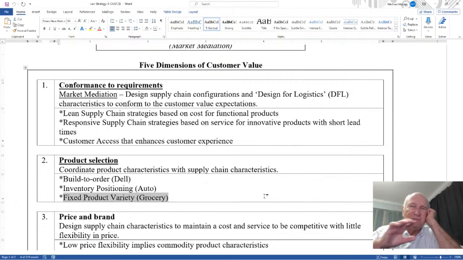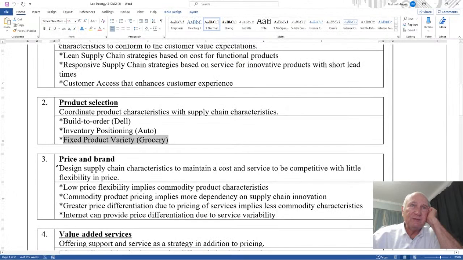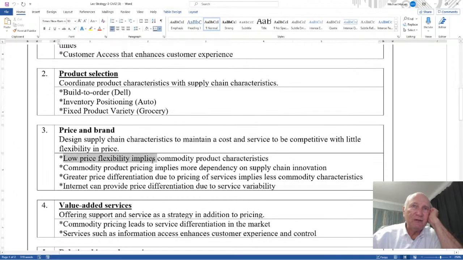So there's product selection. Make sure you have a wide selection, and if the product selection decreases, the product variety decreases, then you have to replace that with another characteristic, say quality or customer service. The other is price and brand. Design the supply chain to maintain a cost and service to be competitive with little flexibility in price. So in other words, low price flexibility implies commodity product characteristics. Commodity product pricing implies more dependency on supply chain innovation.